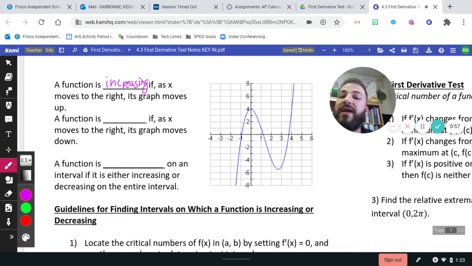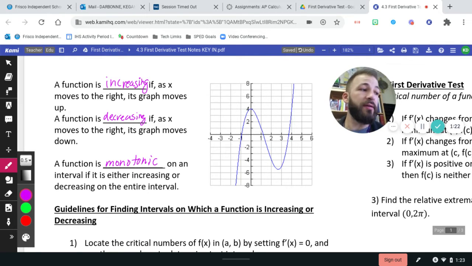A function is blank if, as x moves to the right, its graph moves down. Just the opposite of increasing, it would be decreasing. And a function is blank on an interval if it is either increasing or decreasing on the entire interval. This is a fun little vocab word, but not super huge: it is known as monotonic, which basically means it's only ever increasing or only ever decreasing.